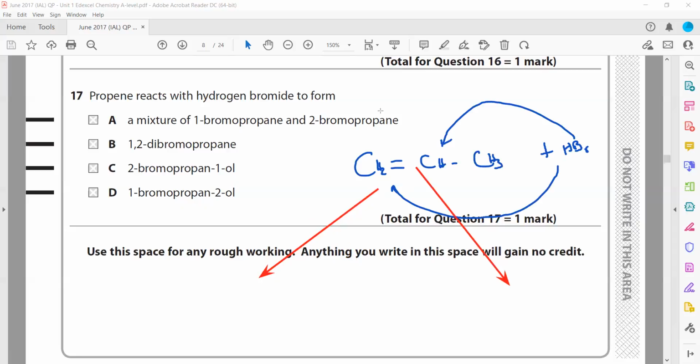And the minor product. The major product will be CH3, CHBr and then CH3. And the minor product will be CH2Br, then CH2 and then CH3. So two products will be formed. It will produce a mixture of 1-bromopropane and 2-bromopropane.